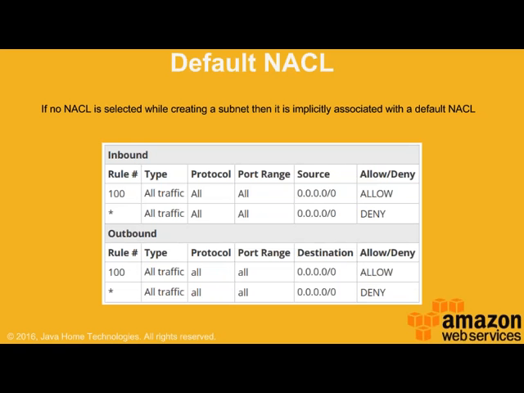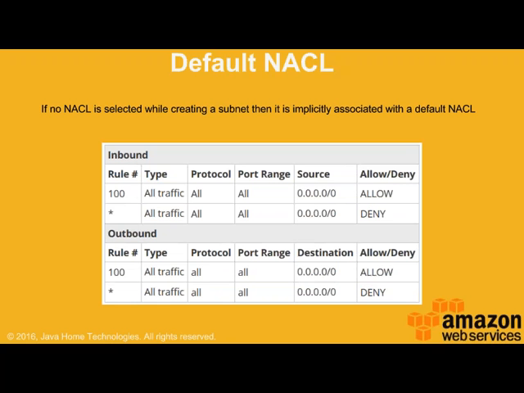So this is your default network access control list. What does it do now? See this one. Inbound, incoming, correct? Rule number 100. I'll talk about the rule number soon. All traffic, all protocols, all port range, source from anywhere, it is allowed. So forget about the second rule.